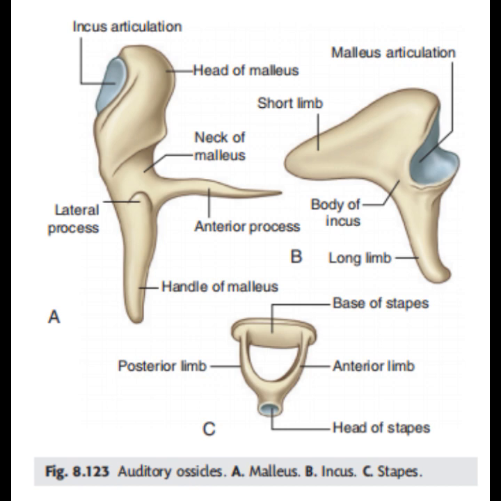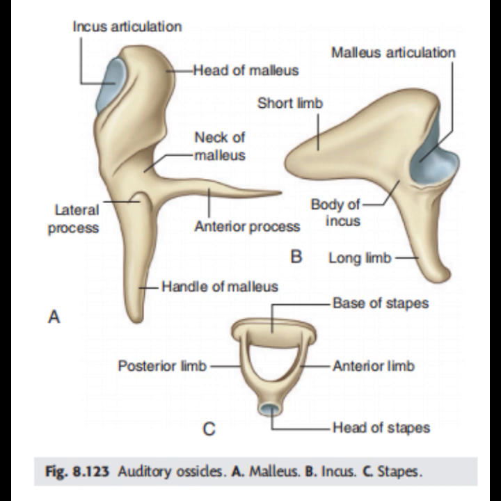Inferior to the head of the malleus is the constricted neck of the malleus, and below this are the anterior and lateral processes. The anterior process is attached to the anterior wall of the middle ear by a ligament. The lateral process is attached to the anterior and posterior malleolar folds of the tympanic membrane. The downward extension of the malleus, below the anterior and lateral processes, is the handle of the malleus, which is attached to the tympanic membrane.